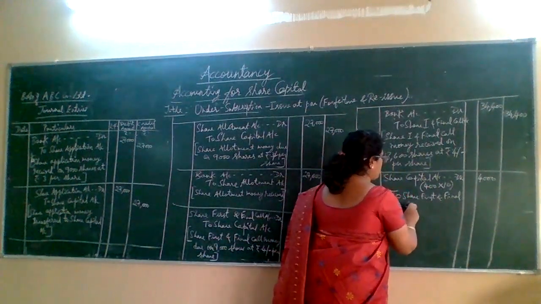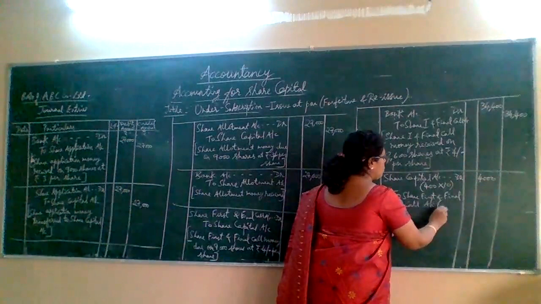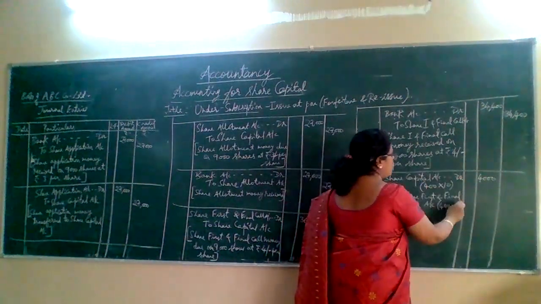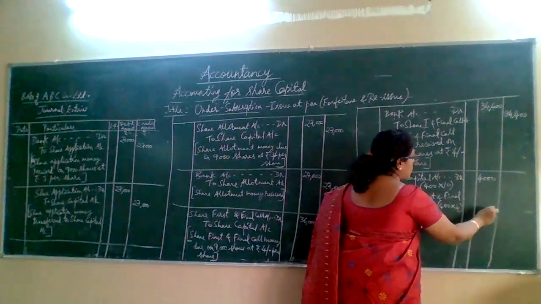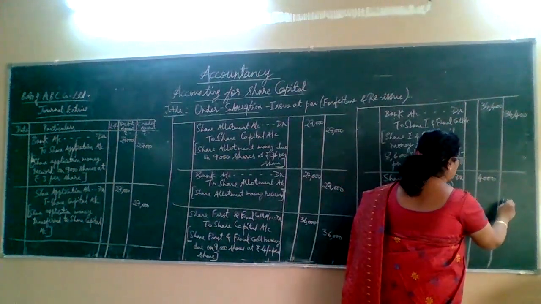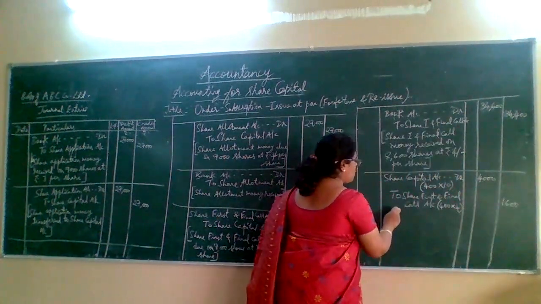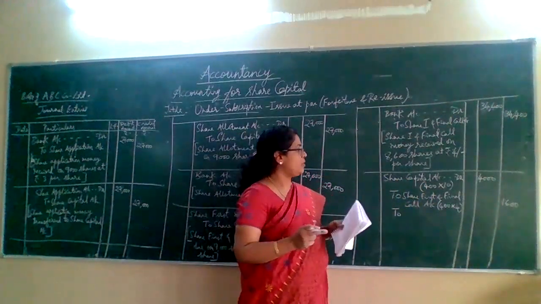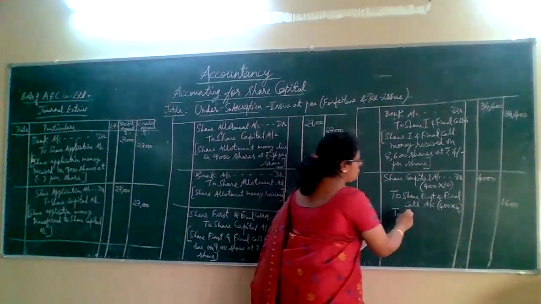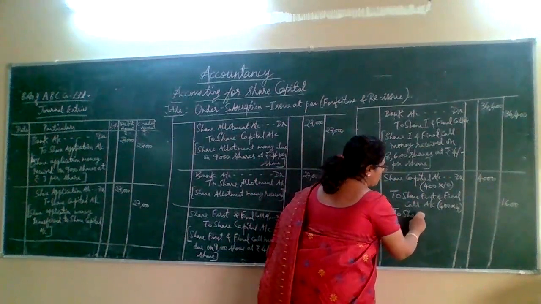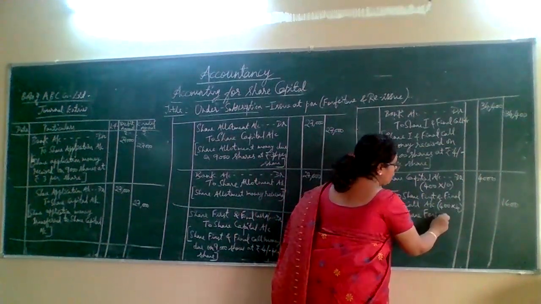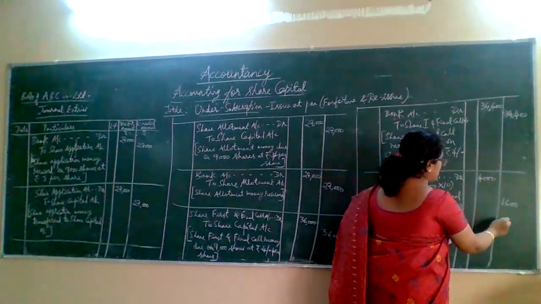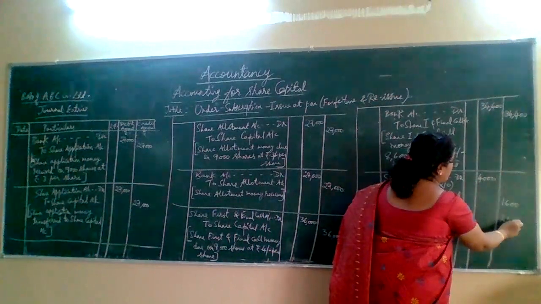Share first and final call account. So 400 into, what is the final call money? First and final call money, 4 rupees. It comes to 1,600. So the balance is received. What is the balance amount? 2,400. So to share forfeiture account. Amount received will be transferred to forfeiture account. To share forfeiture account, 4,000 minus 1,600 gives you 2,400.